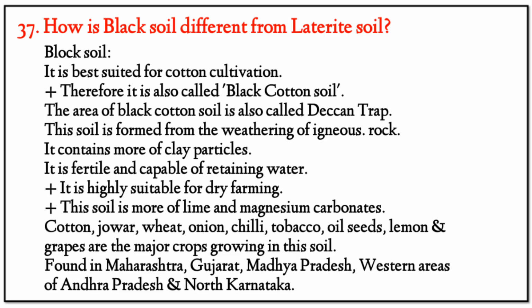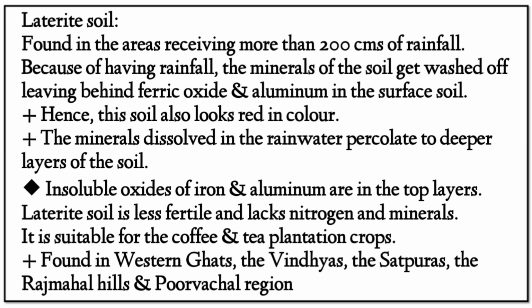Next, laterite soil. Found in areas receiving more than 200 centimeters of rainfall. Because of the heavy rainfall, the minerals of the soil get washed off, leaving behind ferric oxide and aluminium in the surface soil. Hence, this soil also looks red in color. The minerals dissolved in the rainwater percolate to deeper layers of the soil. Insoluble oxides of iron and aluminium are in the top layers.